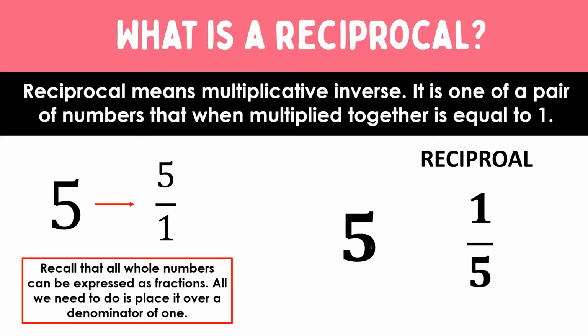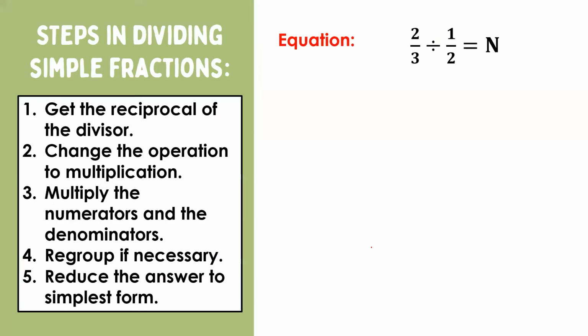Now that we know what a reciprocal is, and how to find the reciprocal of a number, let's start dividing fractions. To divide 2/3 by 1/2, we need to get the reciprocal of the divisor and change the operation to multiplication. Then, we follow the rules in multiplying fractions. To easily remember these steps, we may use the mnemonic CMF.